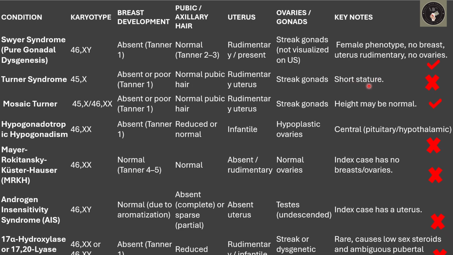So the most likely possibilities here are Turner's mosaic or Swyer syndrome. But I would rather go with mosaicism because of the shield chest and widely spaced nipples. So these are the most likely diagnoses in the index case. Thank you very much for listening.